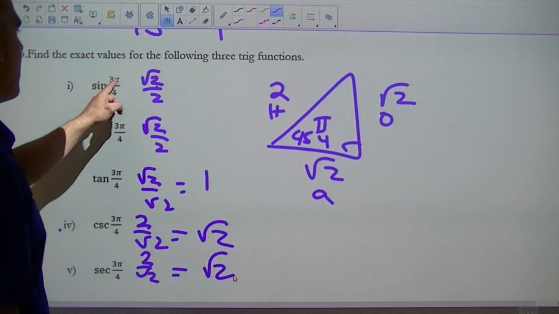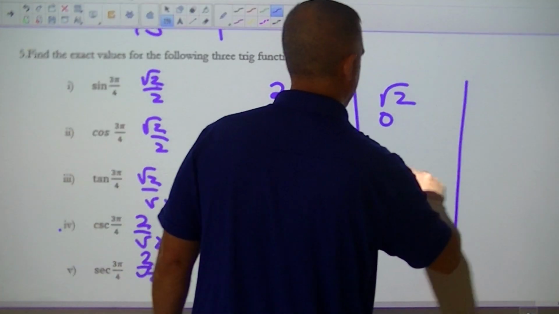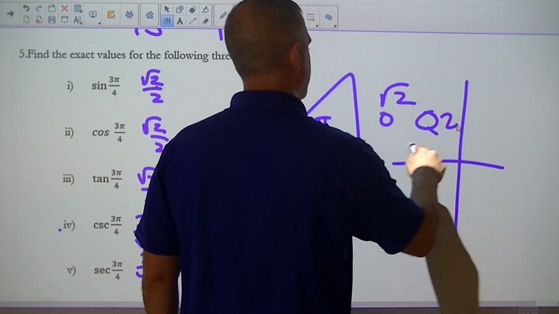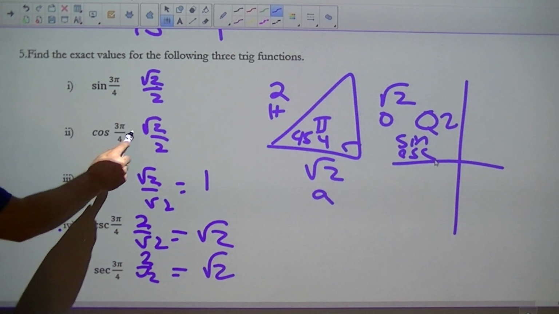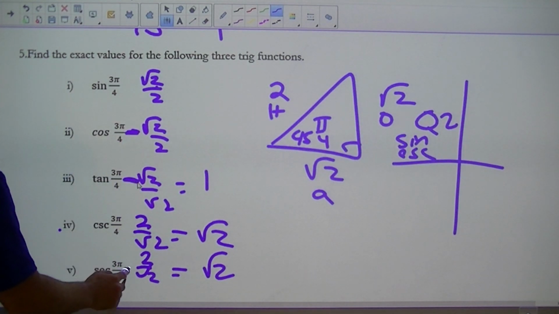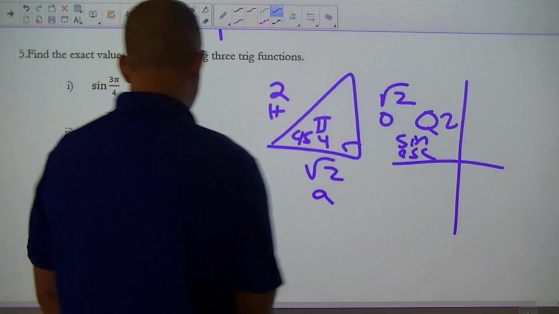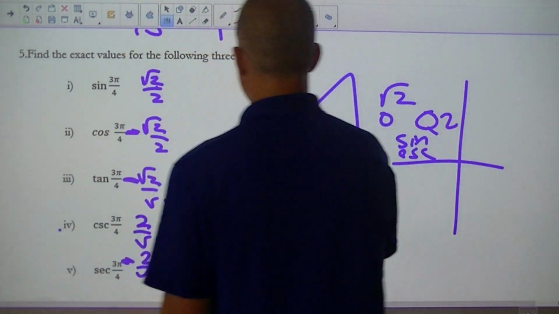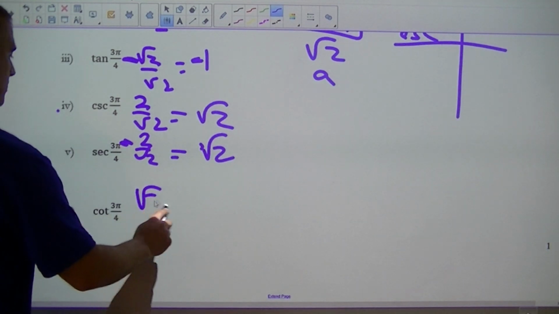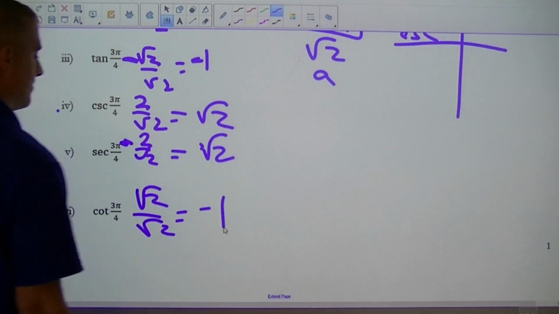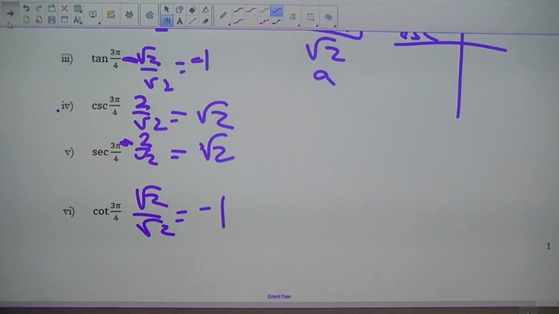Now, at 3 pi over 4, that would be in this quadrant, quadrant 2. The only things that are going to be positive are sine and cosecant. So all of these other ones are negative, and I think the cotangent is also that. Okay? I think that's it for that page.